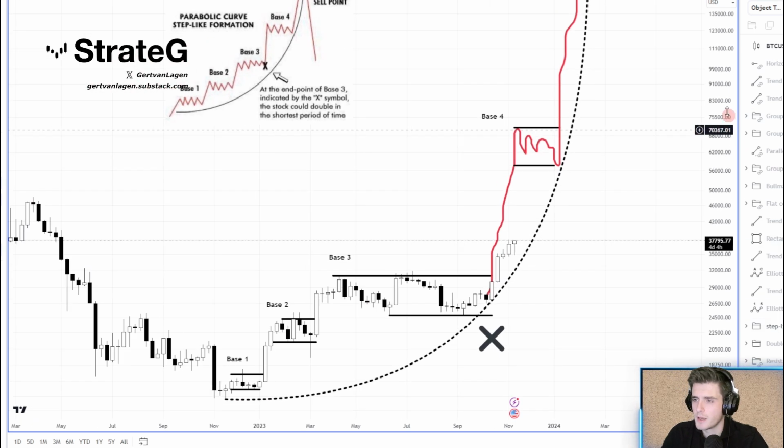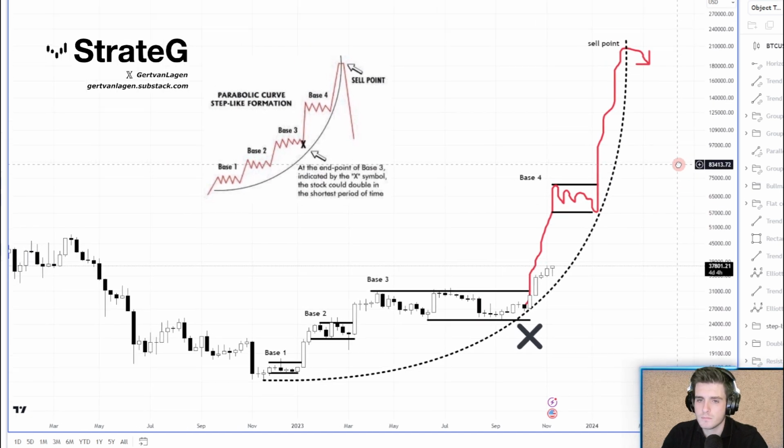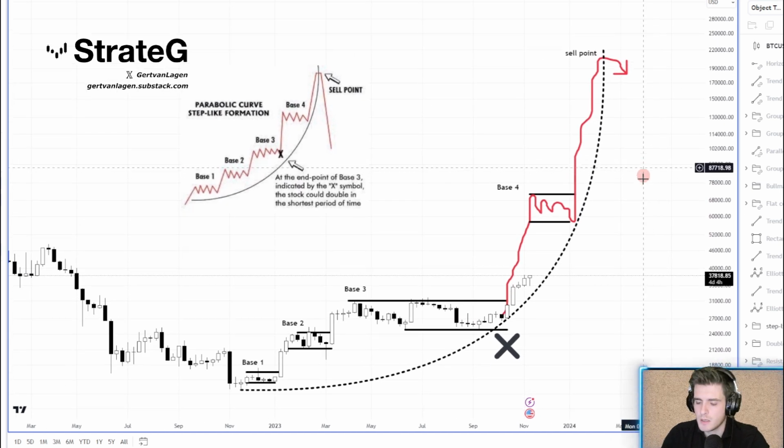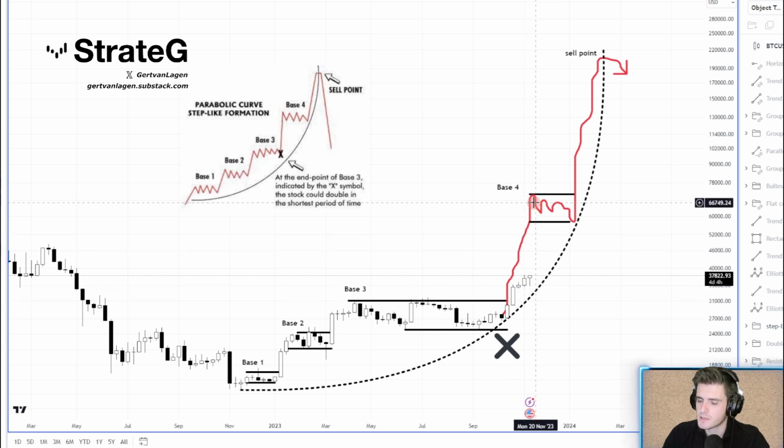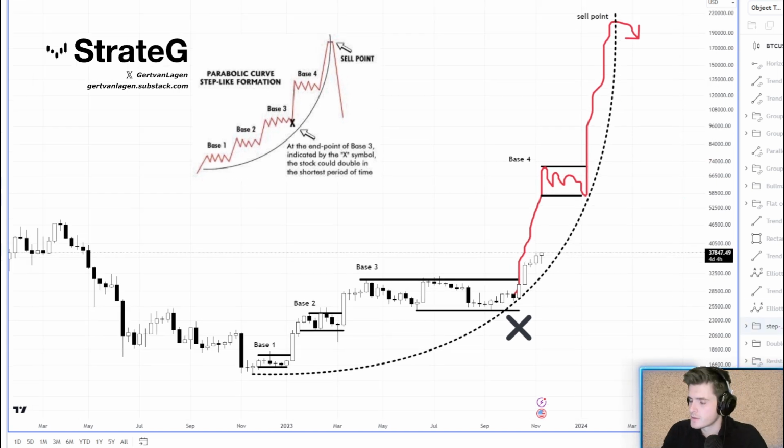Okay, I thought there was another nice chart. Yes, the step-like parabolic curve. So this is from a book, and basically 3 bases are needed on top of each other, and then at X, this black X, we have a very steep increase in a very short period of time. Now we can identify those 3 bases here and X here, and we can see it's following quite nicely the trajectory as sketched here. So that's looking good as well.